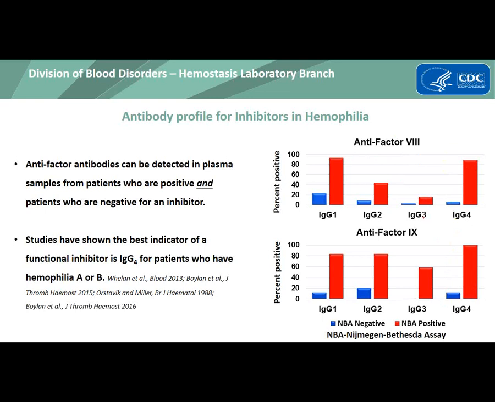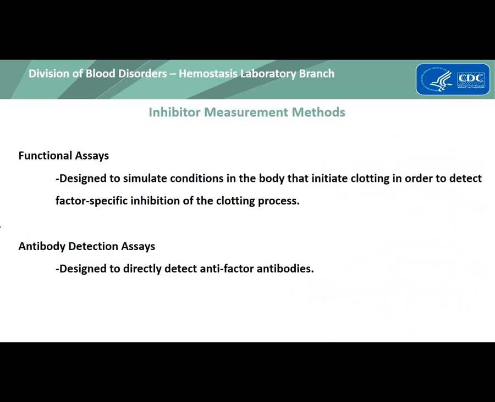So that's a little bit about what inhibitors are and what the antibodies look like. How do we measure them? There are a couple of different types of inhibitor measurement methods. They fall into two broad categories: the functional assays. And the functional assays are designed to simulate conditions in the body that initiate clotting in order to detect factor-specific inhibition of the clotting process. The second main category are the antibody detection assays. And these assays are designed to directly detect anti-factor antibodies. And I'll talk a little bit more about each of these types of assays. First, the functional.